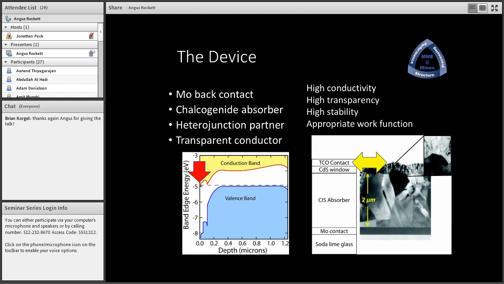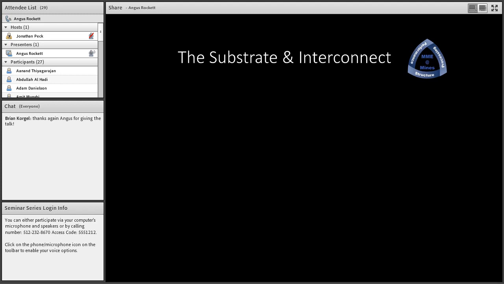And then the transparent conductor on the front, usually zinc oxide, can make it with indium tin oxide as well, but of course zinc oxide is less expensive. Looking for high conductivity and transparency, of course. Stability is somewhat of an issue, and appropriate work function, but there are a wide variety of materials that are used. Tin oxide is the main exception that's not used as a front contact for these devices, the way that it is in cadmium telluride devices, for example. But mostly it's zinc oxide.